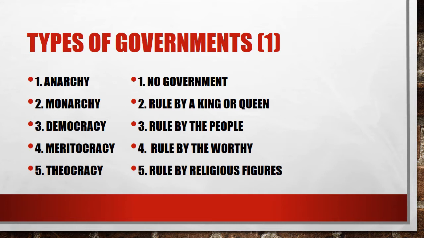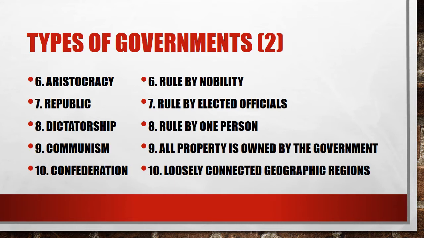Now, as we will talk about later, when America was first founded, the founders were very, very nervous about this. And so they separated church and state so that a theocracy could never become a real thing in America. Now on to the next 5 types. Number 6 is an aristocracy.